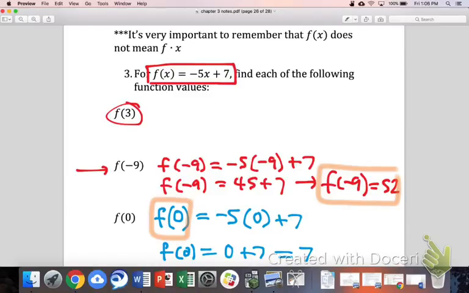I want to be super clear about this. That does not mean multiplication. It just means the name of the function is f, the input is 0. That's it. So there's no multiplication going on right there. It's simply name and input. That's it. So be really careful with that. Does that make sense? So what does the final product look like?